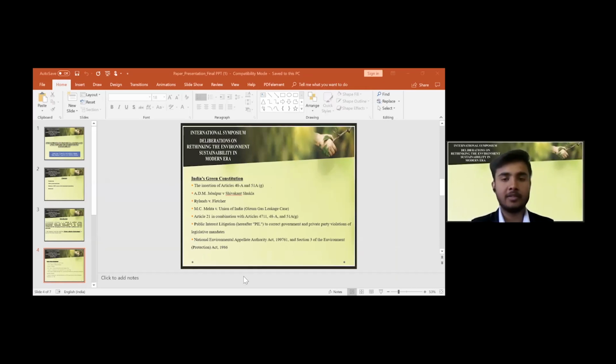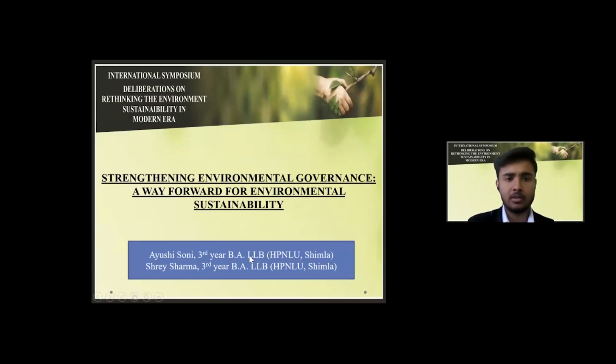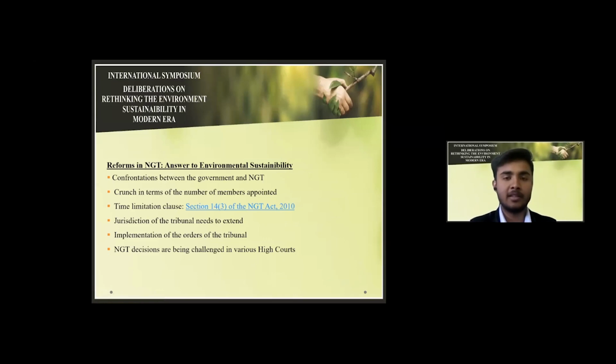I would be talking about the various reforms which are needed in the National Green Tribunal and the various issues pertaining to the same. The first is that there are confrontations between the government and the NGT. In the recent past, the National Green Tribunal has passed various orders which the government has found to be in conflict with its interests. The Ministry of Environment and Forests has often accused the NGT of overstepping its jurisdiction by pronouncing decisions beyond its scope. One of the recent cases of conflict was with the government of Goa, where the NGT banned sand mining in the state, and the government of Goa opposed this decision, stating that the NGT had exceeded its jurisdiction.